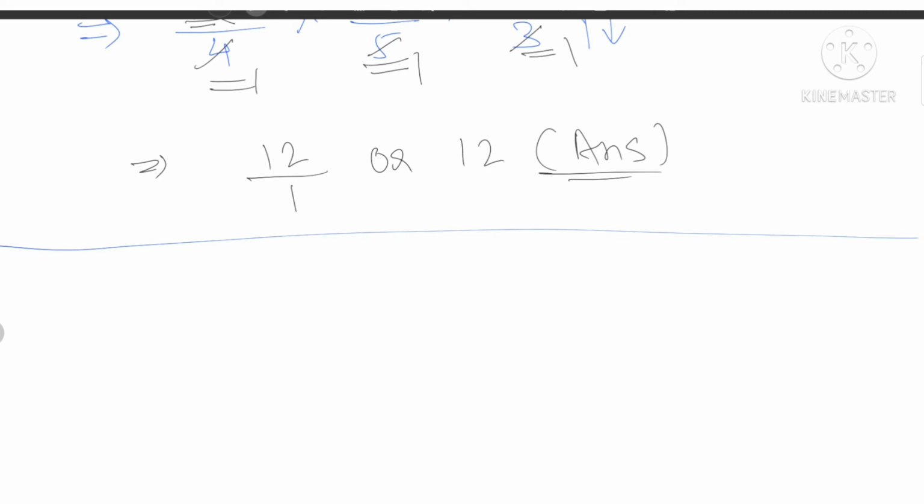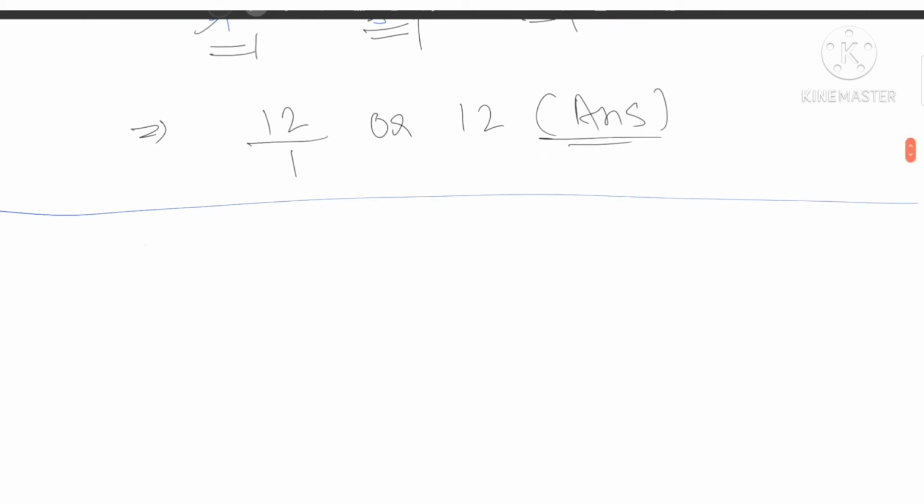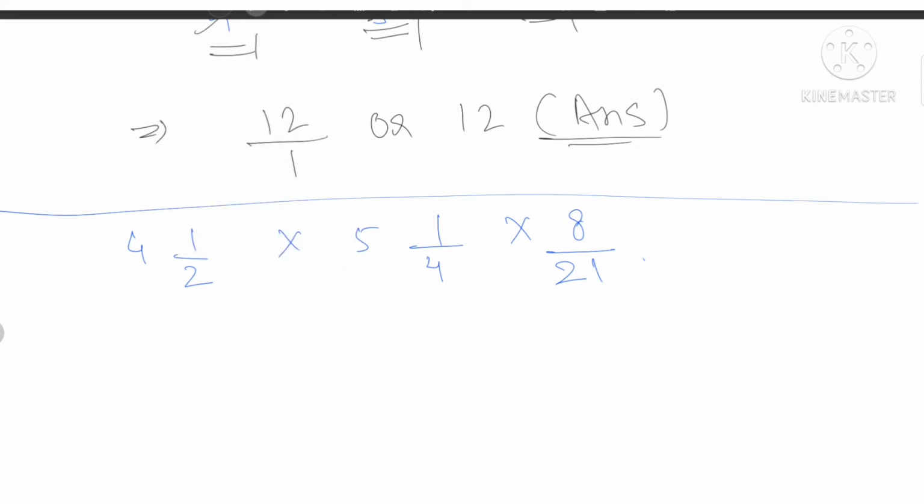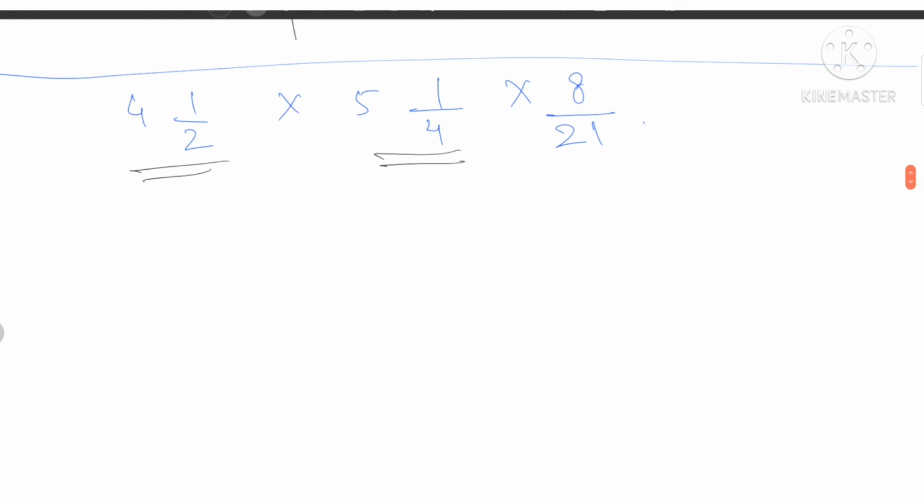Second example is 4 whole number 1 by 2 into 5 whole number 1 by 4 into 8 by 21. Now, if you notice one thing out here, the children get confused that, okay, sir, this is in mixed fraction, but this is not in mixed fraction. So what do we have to do? Nothing, beta. It's simple. First convert this, and then start the multiplication of the fraction or whatever the question asks you.